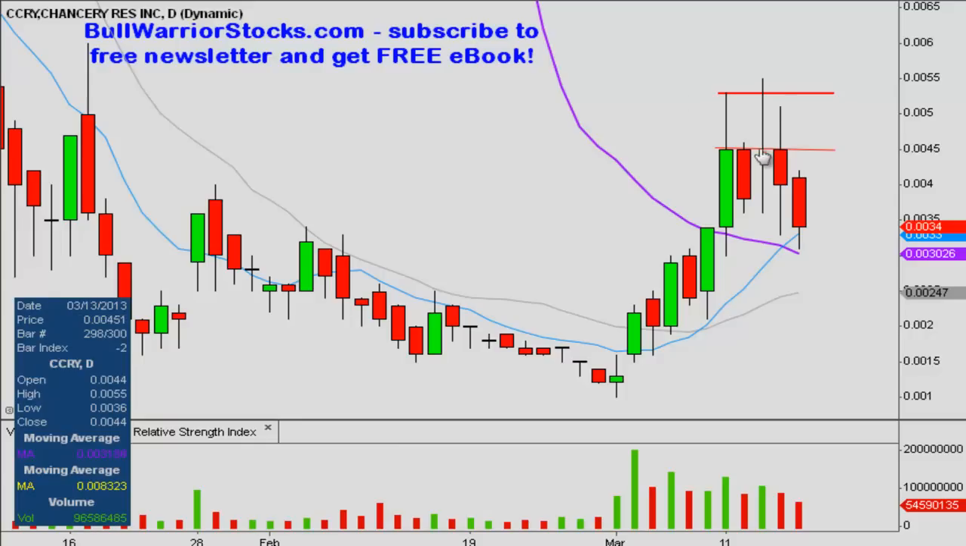So these lines you see here were from the last time I did the video, and these still hold true. These were the resistance lines that I drew, and you can see that since the last time I did the video, there were some breaks above these zones, but every time the closing bell came around, and because we're looking at the daily chart, that's where we care, where's the close.